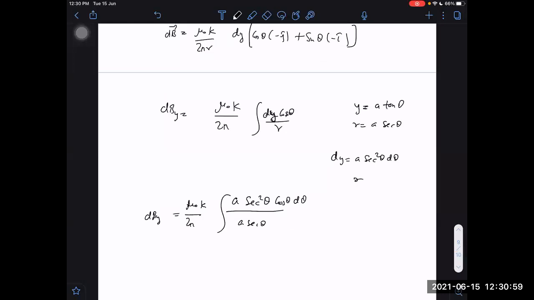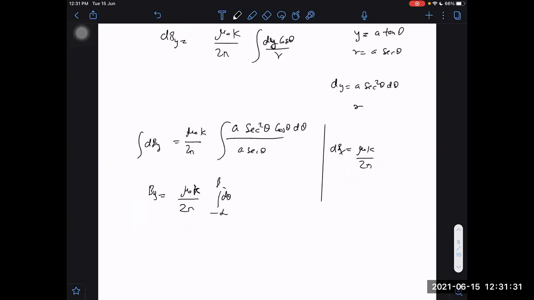Sorry, mistake. dBx will be what? Similarly, first let us obtain this dBy, then I will get dBx from there. dBy becomes equal to mu naught k upon 2 pi into d theta, integrated from minus alpha to beta, which equals mu naught k by 2 pi into alpha plus beta.